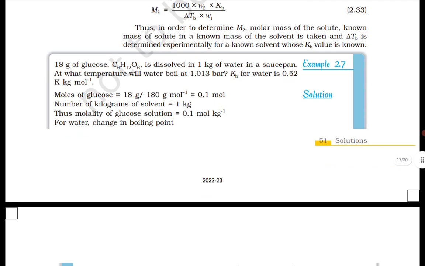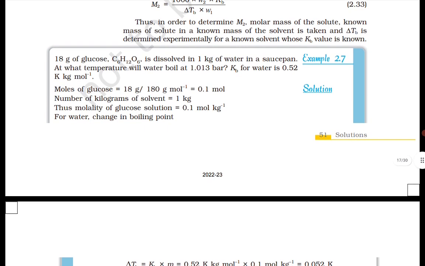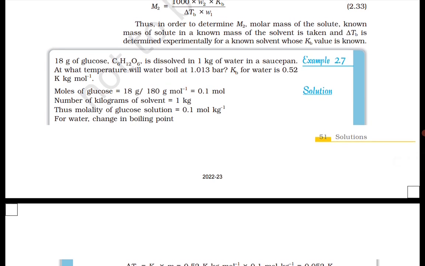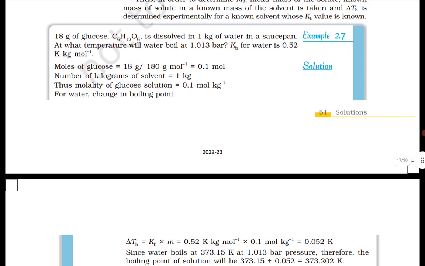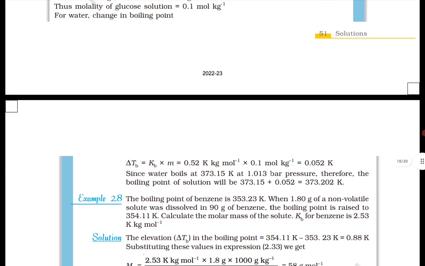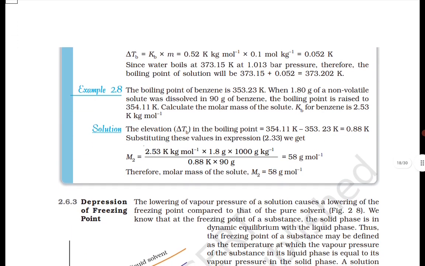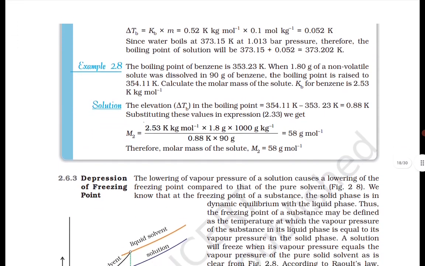Thus, in order to determine M2, the molar mass of the solute, a known mass of the solute and a known mass of the solvent is taken, and del Tb is determined experimentally for a known solvent whose Kb value is known. Example 2.7 is given in your textbook. Please read, and example 2.8 is also given in your book.